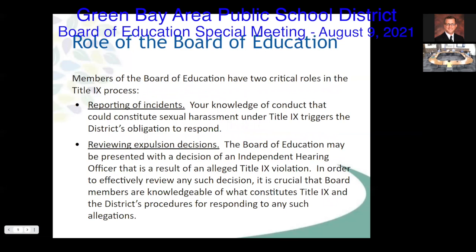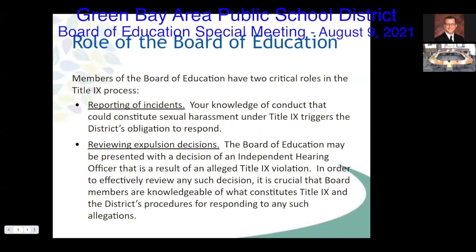So how does this whole Title IX issue apply specifically to you as members of the Board of Education? You have two very critical roles. One, because the district is required to respond to any report or complaint of sexual harassment, it is worth emphasizing one more time that employee reporting of possible sexual harassment is critical. As a district employee, your knowledge of conduct that could constitute sexual harassment under Title IX triggers the district's obligation to respond. And we must respond in a manner that also complies with Title IX.